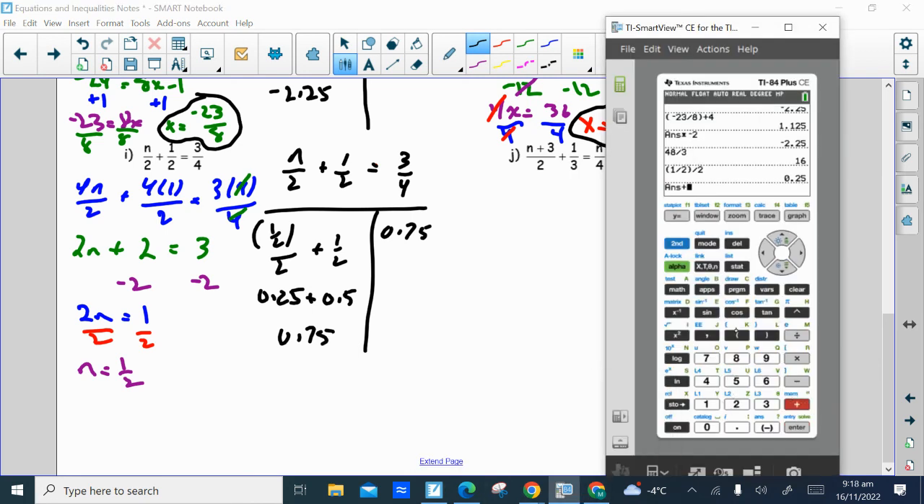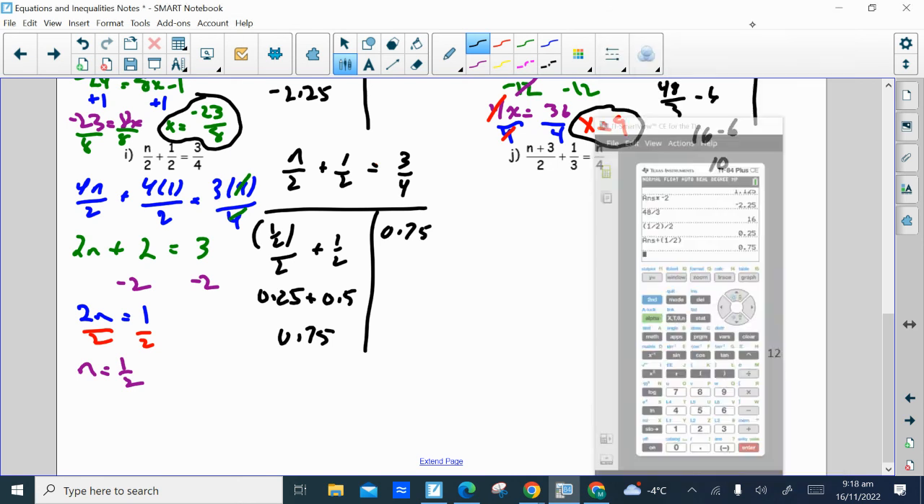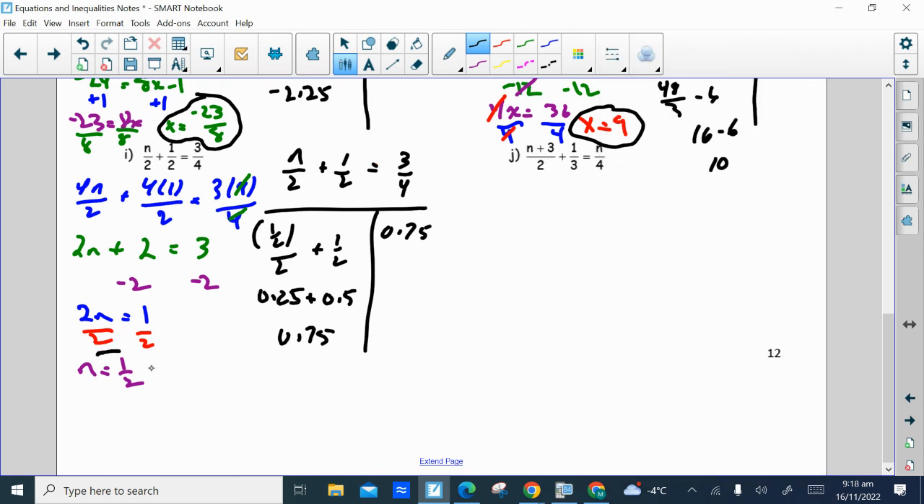Plus 1 divided by 2 is 0.75. So it checks. We've shown that our answer is correct.